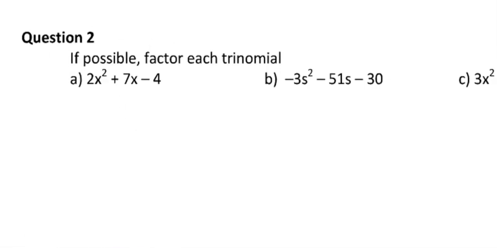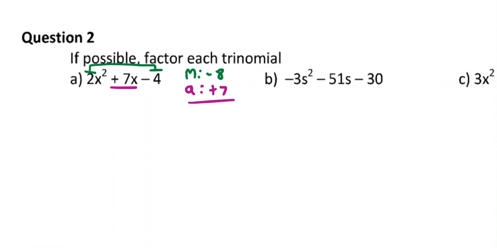So what do we got to do? Well, it'll be different this time. We need to actually find a number that multiplies to 2 times -4. We've got to find a number that multiplies to -8, and those numbers, whatever they are, have to add to +7. All right, so let's find those numbers. So numbers that multiply to 8 and add to 7.